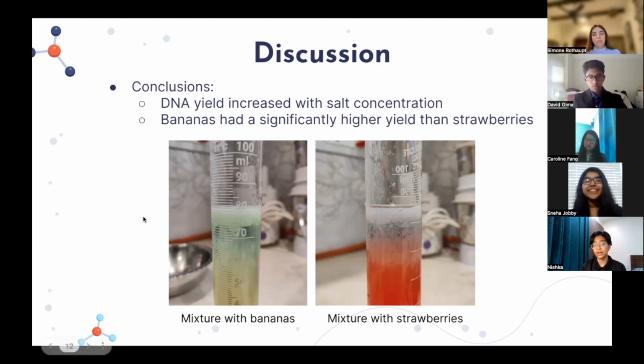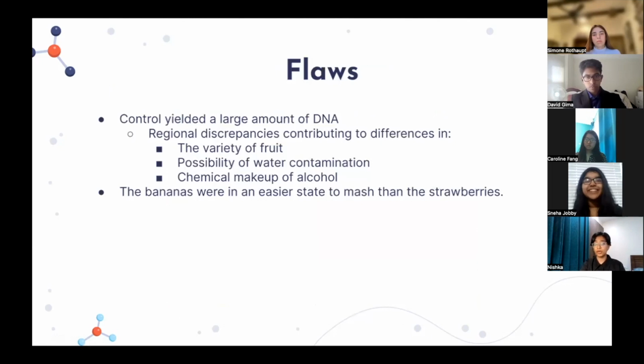The control trial was run in New Delhi, India, while the experimental trials were done in the United States. As tap water was used by all parties, there is likely contamination in the water, especially in India. It is also possible that the differences in DNA yield were due to the variety of bananas used. The 91% isopropyl alcohol we used was a different color, suggesting a different chemical makeup.